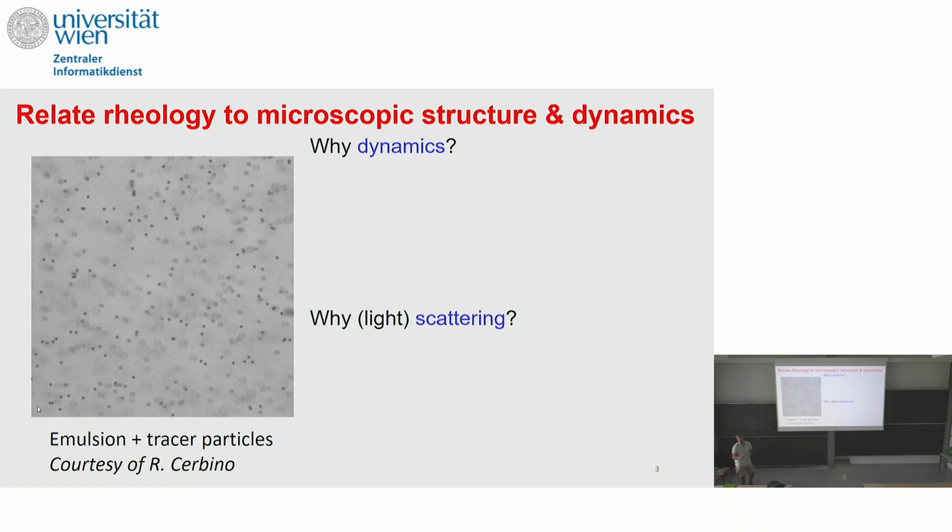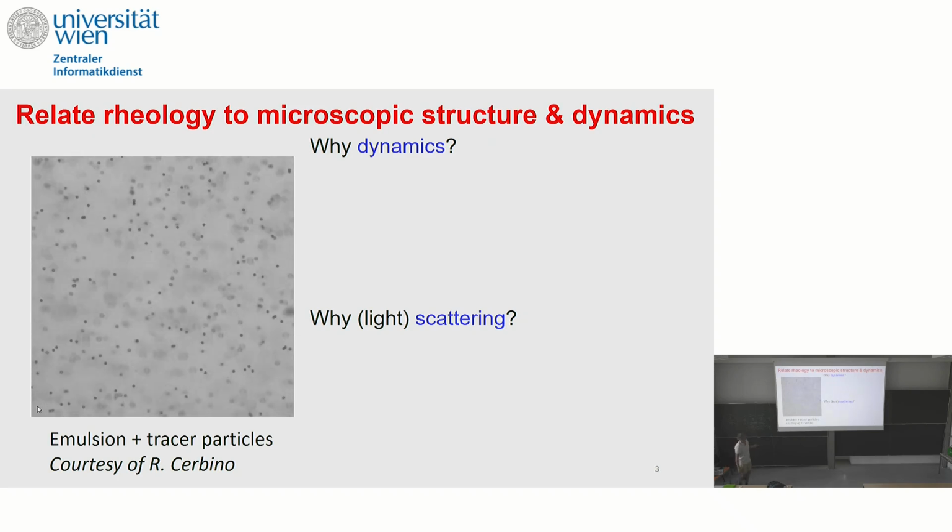So now I will focus on dynamics. And so I think that there are two natural questions. Why should I focus on dynamics rather than structure? And why should I do light scattering, which is a less direct method as compared to microscopy? I can take these very beautiful movies and look at how the particles move around. Why on earth should I do this complicated light scattering experiment? So these are my answers, I hope.